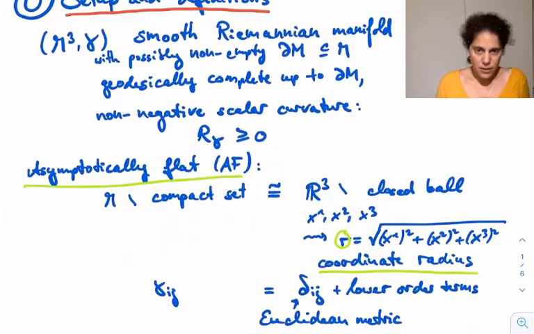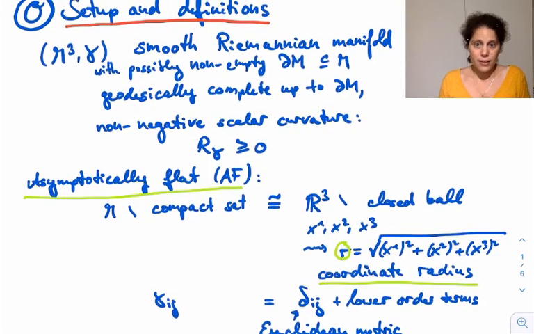So let's begin with the setup and definitions. We keep working in a three-dimensional smooth Riemannian manifold, and we assume that it has possibly non-empty boundary, and the boundary is always going to be part of the manifold. I assume the manifold to be geodesically complete all the way down to the boundary, and to have non-negative scalar curvature. These properties are going to be satisfied by all manifolds except some limits.